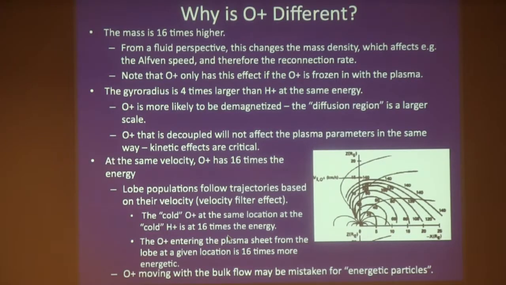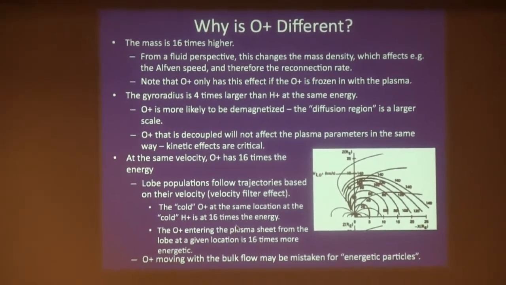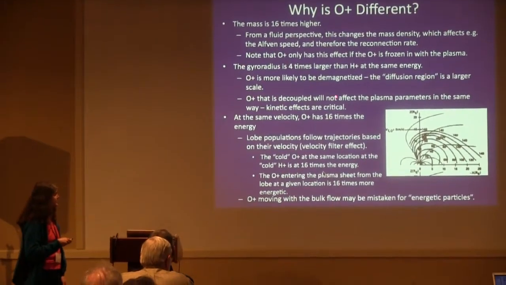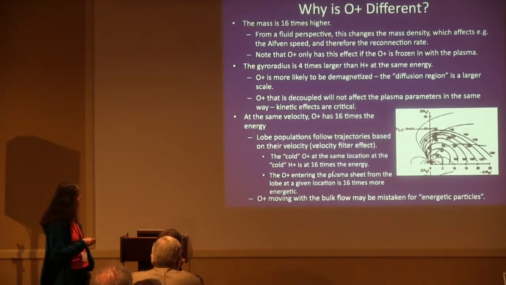That's related to the second point, that the gyroradius is 4 times larger than protons at the same energy. So that means the oxygen is much more likely to be demagnetized, or you can say that the diffusion region for oxygen is larger than the diffusion region for protons. And so the oxygen is more likely to be decoupled, and when it's decoupled, it does not affect the plasma parameters in the same way, and kinetic effects really become critical.